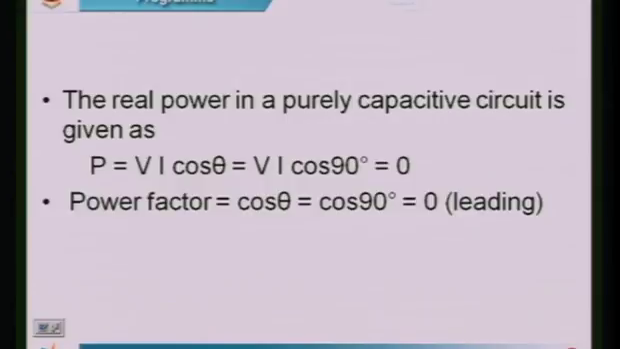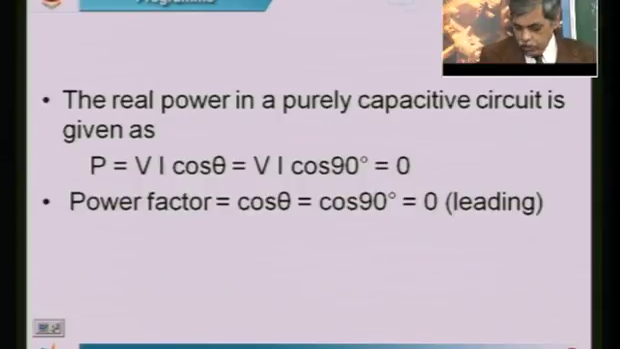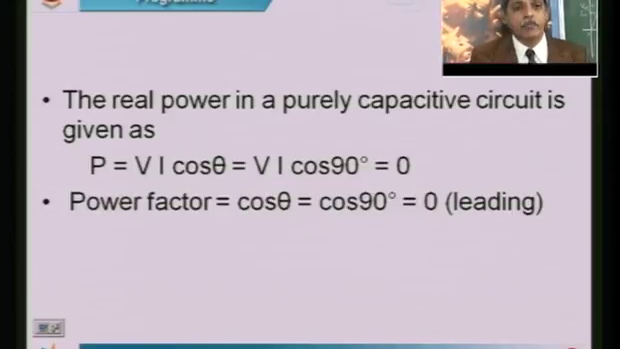So, the real power in a pure capacitive circuit is given as P is equal to VI cos theta. Here theta is 90 degrees again, therefore, the power factor is also 0. Because the current is leading the voltage, I say the power factor is leading, but the value will be 0.